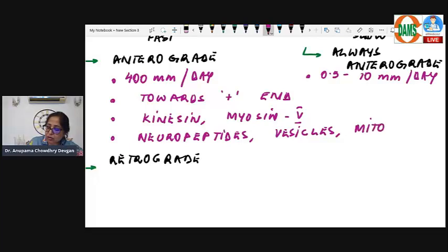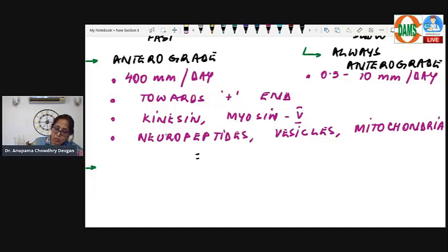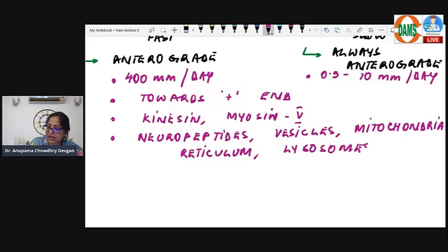Mitochondria can move in an anterograde fashion. What else can move in an anterograde fashion? Reticulum. Lysosomes can move in an anterograde fashion. Right? Lysosomes can move in an anterograde fashion.